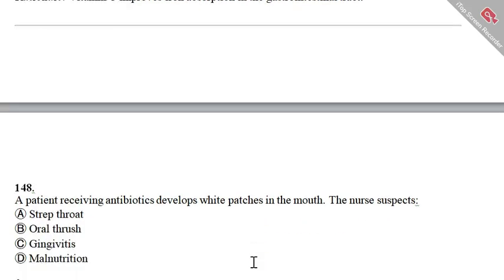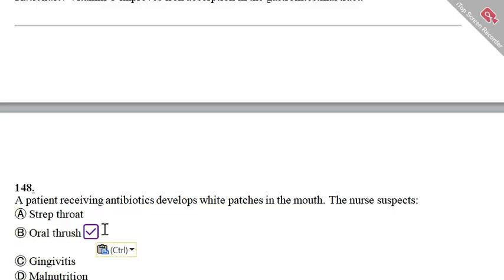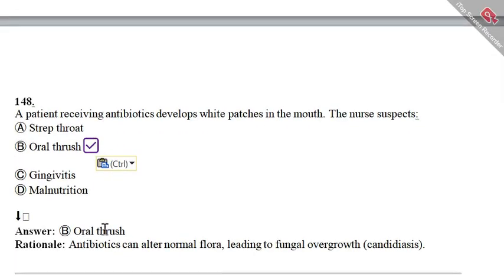Question number 148. A patient receiving antibiotic develops white patches in the mouth. The nurse suspects. The correct option is oral thrush, which is option B. Let's move to the next question.